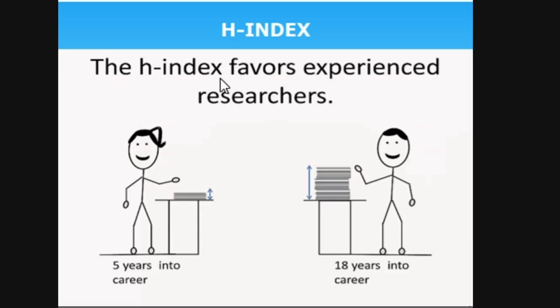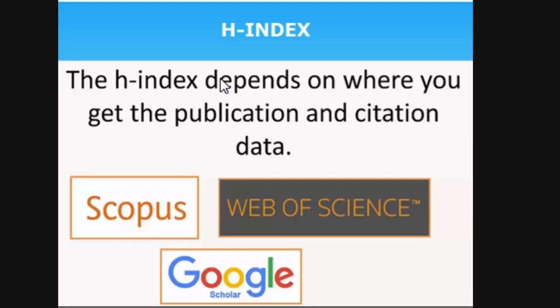Okay, if you have published an article today, you won't get citations immediately. It will take more than a year or so to accumulate citations. So based on the time and the number of years you are into research, accordingly your citations vary, accordingly your H index will vary, right?